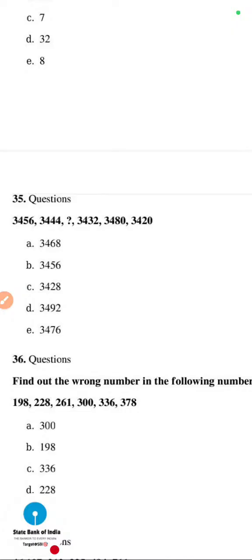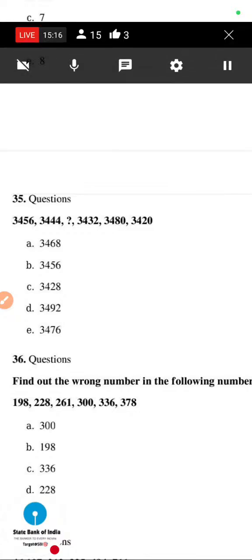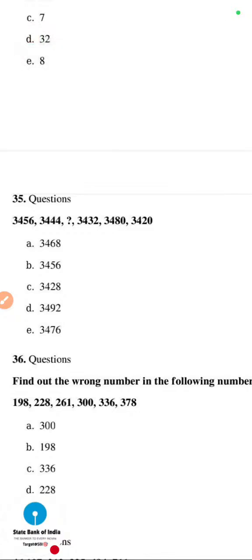3456, 3444, dash 3432, 3480, and 3420. Let's see the difference between these two, 3456 and 3444. The difference between these two is minus 6, plus 6, 18, 6 plus 6, minus 12.